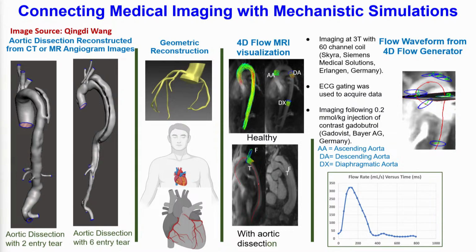So, this also we use the resources. It is an imaging, for example, what you see here is a 3 Tesla MRI machine with 60 channel coil, and ECG gating was used to acquire the data. The imaging follows some injection of certain contrast agent to get a clear view, and what you get out of that, at a given location, is the graph of flow rate versus time. That is data which you can visually show in the graph.